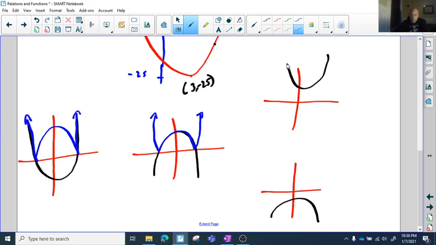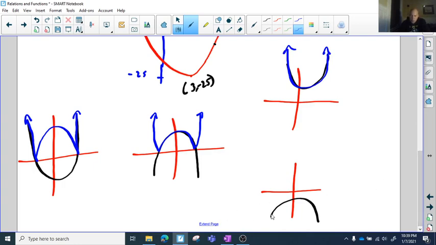However, here, the y values are already all positive. So when you take the absolute value in this situation, nothing would change. It would look identical to the original function. So that one's not going to take on the appearance of a W.